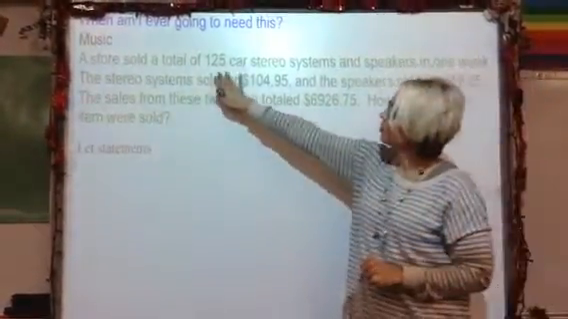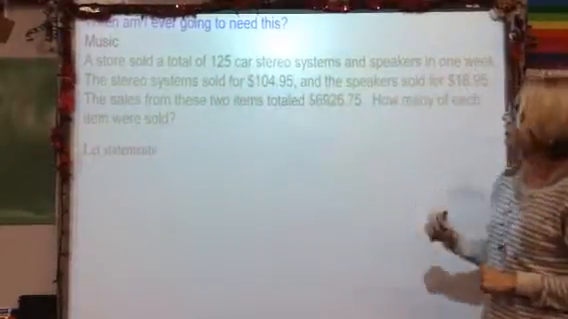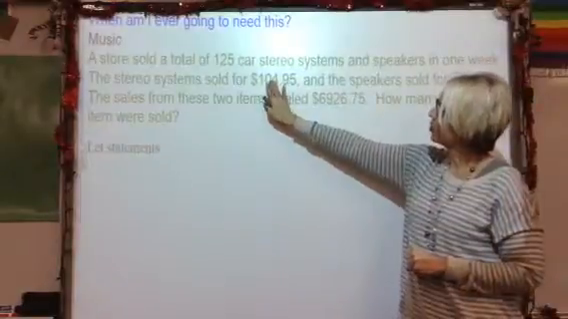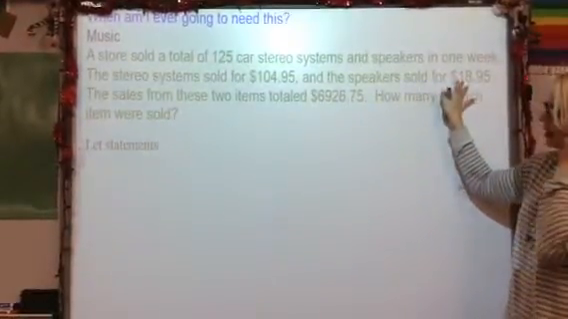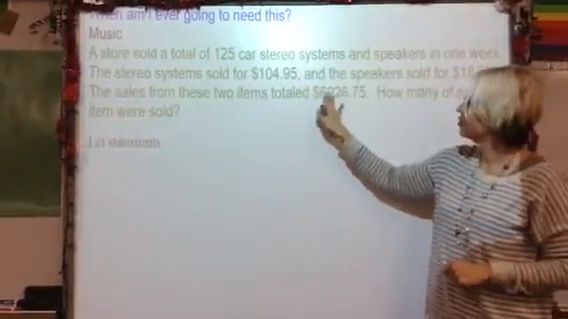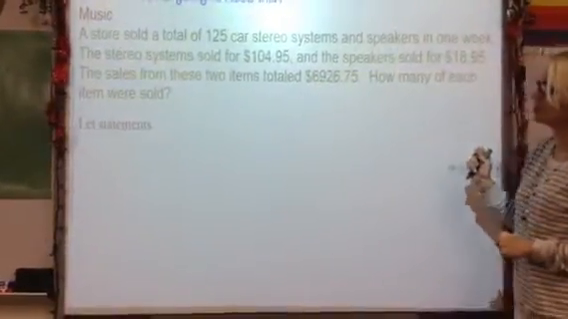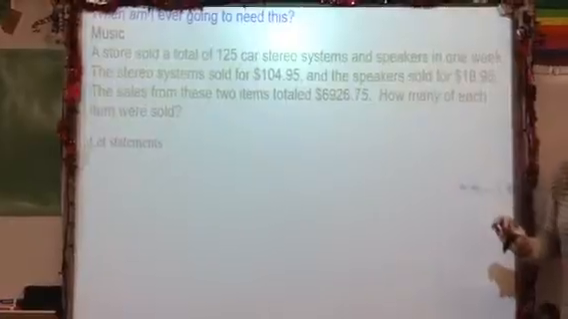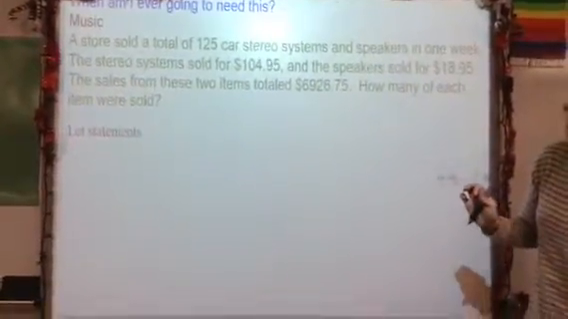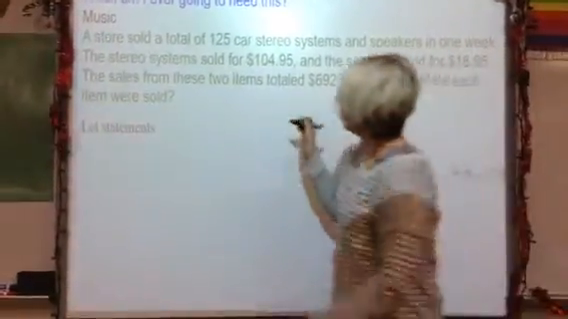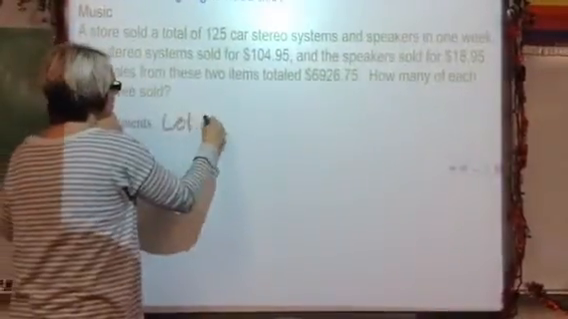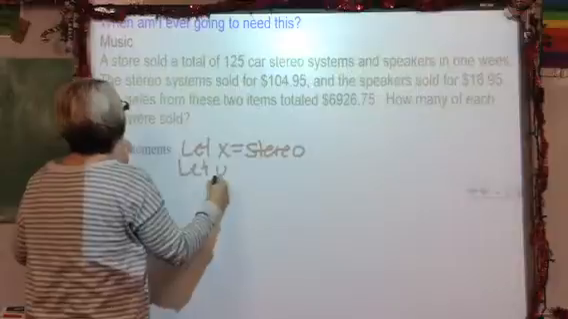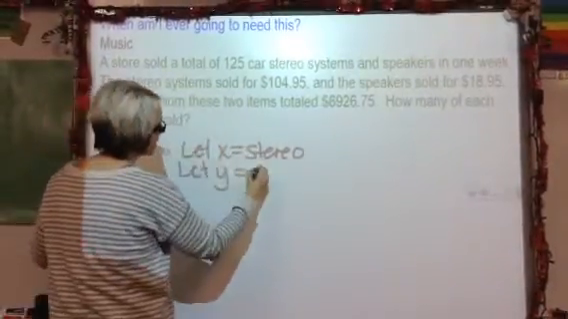Real world problem: the store sold a total of 125 car stereo systems and speakers in 1 week. The stereos were $104.95, speakers $18.95, and the sales from these two items were $6,926.75. And we want to know how many of each item were sold. So we need to come up with some let statements here. So let's have x be our stereo, and let's have our y be our speakers.